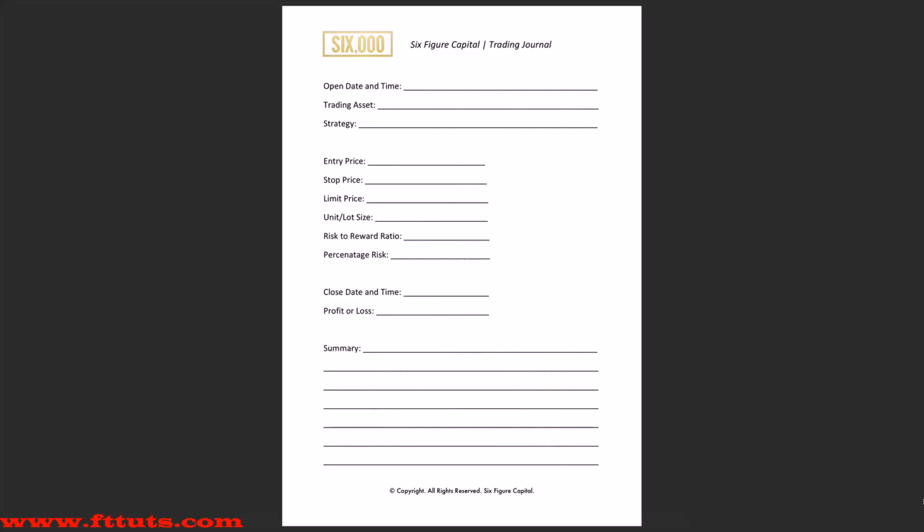The risk to reward ratio, the percentage risk, which is 1 to 2%, and the date and time you closed the trade, and whether it resulted in a profit or loss. Very straightforward. And then of course I've left a big section at the bottom there to write your own notes. So a summary of the position, what happened. So again, like I said, it's very straightforward. I just want to make sure you understand how to use it.